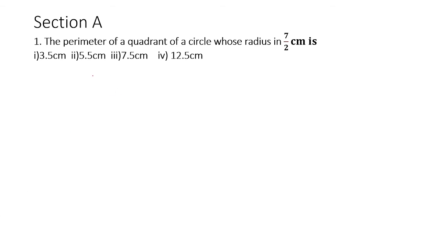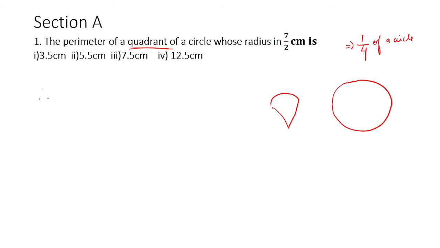Clear? So you look at this. What do you understand by the quadrant? Quadrant actually refers to 1/4 of anything. Quadrant means 1/4. In this question they have given 1/4 of a circle. So what does 1/4 of a circle mean? You look at this. This is the circle. Now you look at this. This is 1/4 of a circle. This graph you can see is 1/4 of a circle.